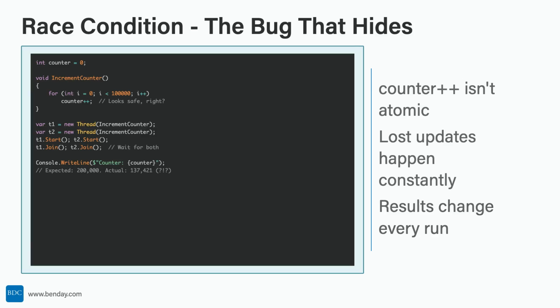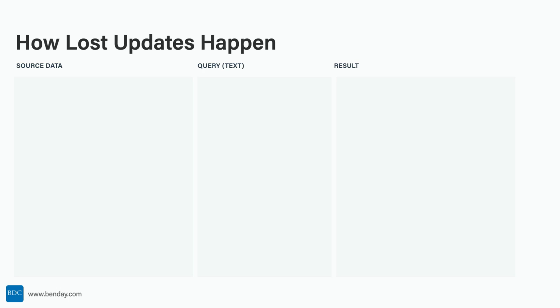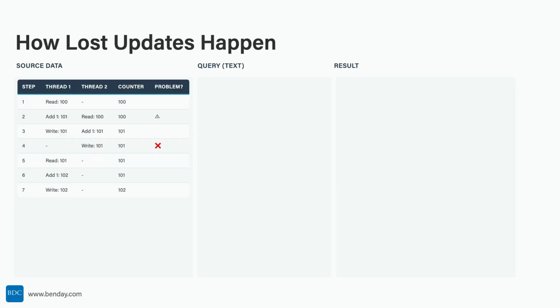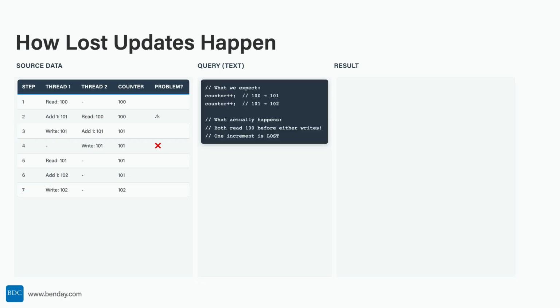Let me show you visually exactly how those updates get lost. Here's a step-by-step breakdown of how that increment gets lost. Watch the timing carefully. Counter starts at 100. Both threads want to increment it. Watch what happens when their operations overlap. Both threads read 100 before either writes back. They both calculate 101 and both write 101.